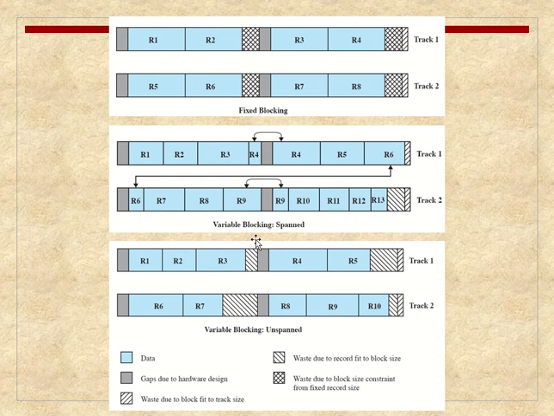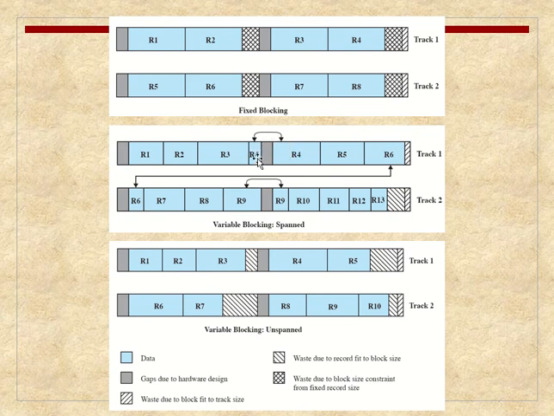And then if variable size blocking is used, we can make the most efficient use of space if variable blocking with span is used, because first we can store records in different sizes. Next, when there is a physical gap due to the hardware design of the track, we can span the record to break across the different physical areas.